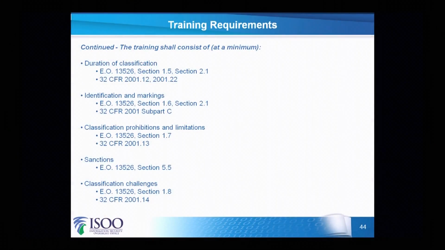Classification challenges. This is kind of a tough one because each agency handles it differently. Some have a very robust classification challenge program. Some don't deal with that much classified information, so they really don't have any policy in place. It varies from agency to agency, but it is up to your agency to develop a classification challenge process. And the agency head or the senior agency official is responsible for establishing that agency process.